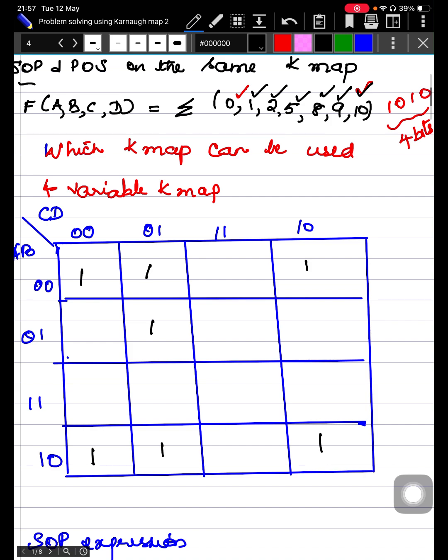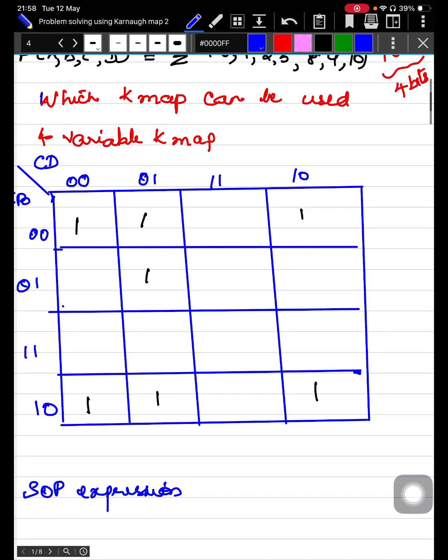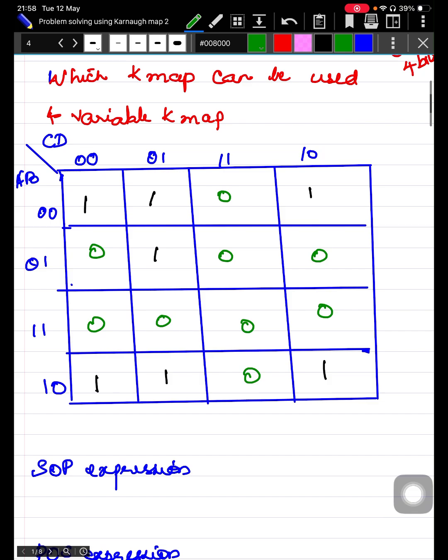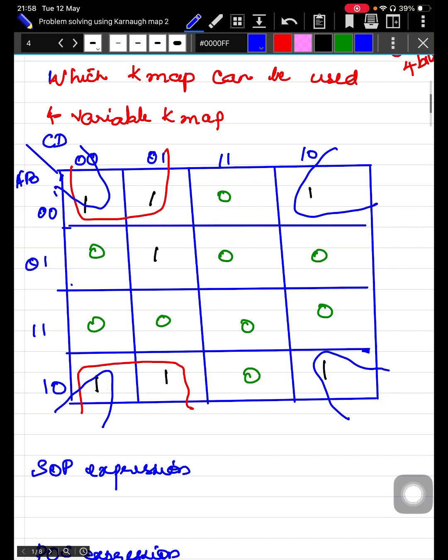So we have plotted the ones here. The remaining boxes should be filled with zeros, so I'll choose another color for it. So 0 here, 0 here, and so on for all the remaining boxes. First I'll do the SOP expression. So I need to form groups. I can link this and this by the method of folding. I have ones in all the corners, so I'll form the next group with it. And I have an isolated one over here, so I'll form a green group.